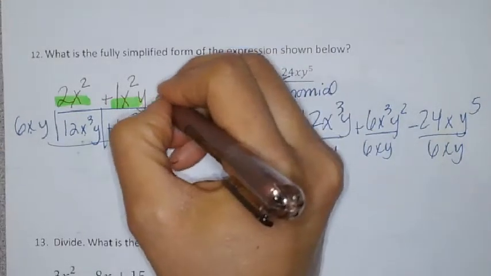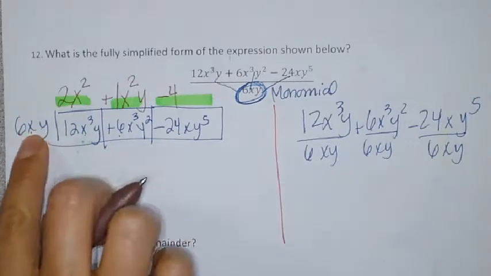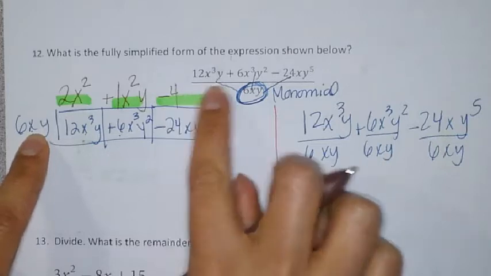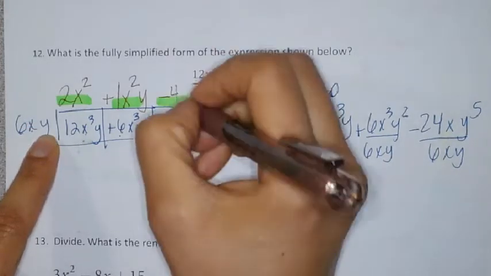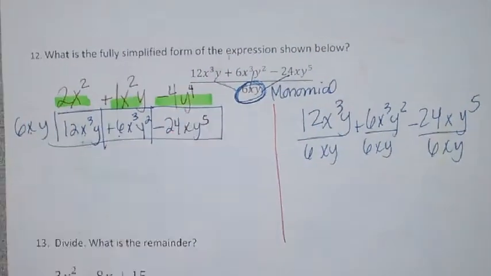6 times negative 4 would give me negative 24. I have an x and I need an x, so I already have it, no x's up here. I have a y and I need 5 y's, so that means I need 4 more. And that's my answer up here.